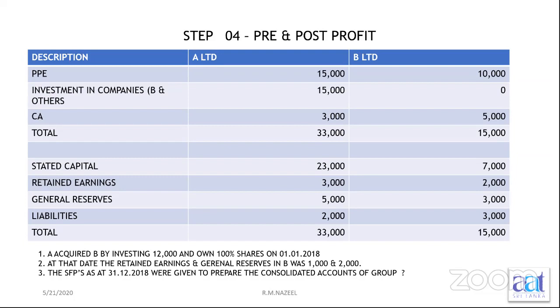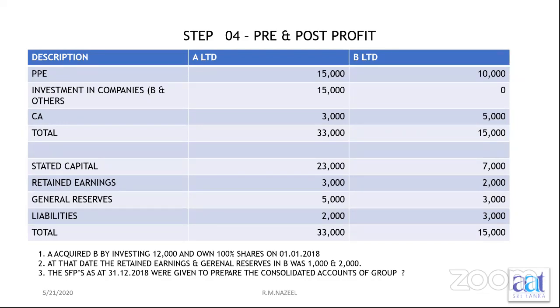Similarly, apply the concept to general reserve. Opening balance is 2,000, closing balance is 3,000. Post period, what is the profit you made? 1,000 rupees. Clear? Understood? So you need to segregate the balance sheet profit into pre and post, right? So 2,000 is divided into 1,000 and 1,000, and 3,000 is divided into 2,000 and 1,000. All the pre-profit goes to what? Goodwill calculation, right?